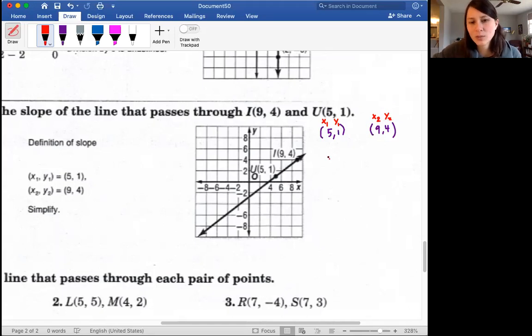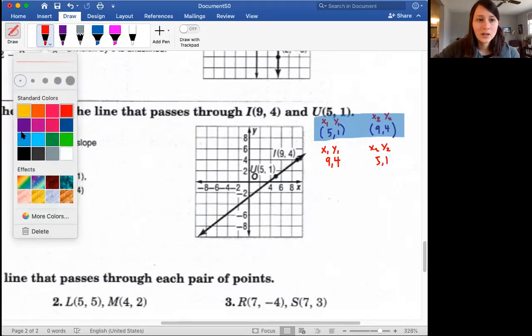Now, if you wanted to switch them around and say that (9, 4) was your x1 and y1, or (5, 1) was your x2 and y2, that's fine too. The actual number of the points doesn't matter so much as you need to make sure that each point itself is x1, y1 and then x2, y2. Now I'm going to show you both examples where you get the same answer. So we're going to do this first one first, okay?